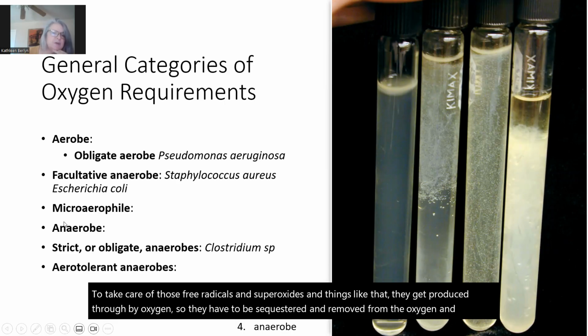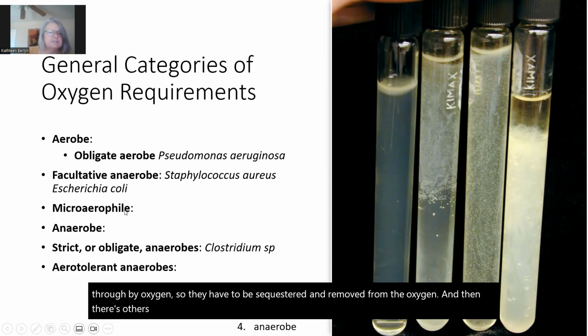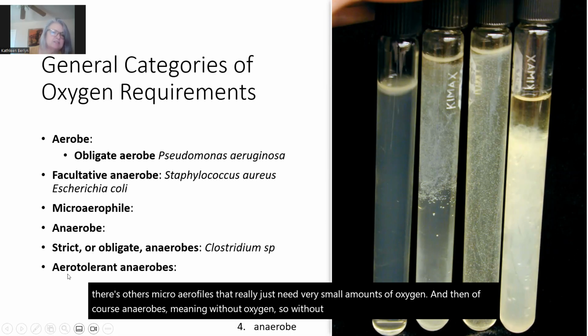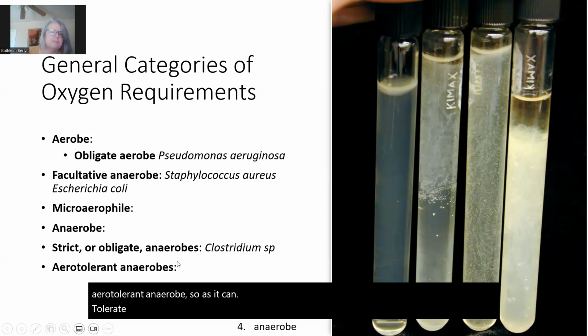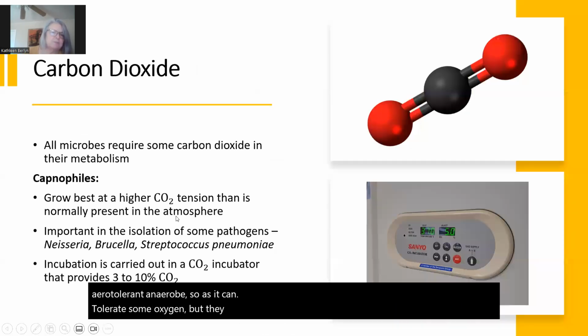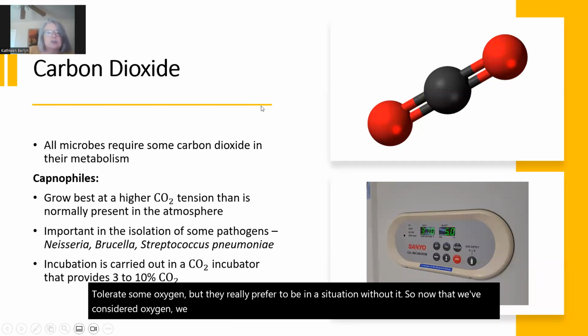And then there's others, microaerophiles, that really just need very small amounts of oxygen. And then, of course, anaerobes, meaning without oxygen. And then there's the aerotolerant anaerobes, those that can tolerate some oxygen, but they really prefer to be in a situation without it. So now that we've considered oxygen, we should also look at carbon dioxide.